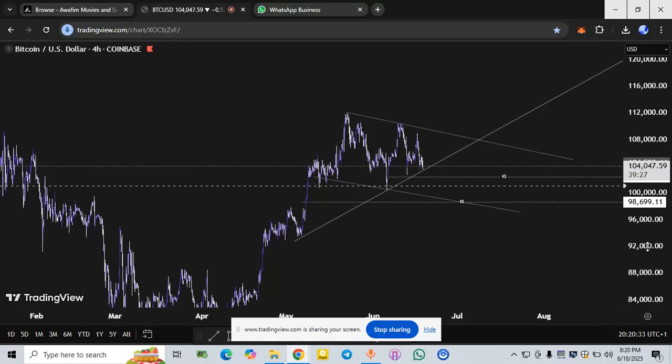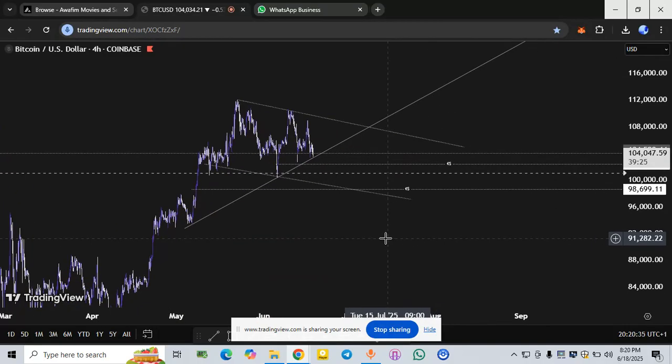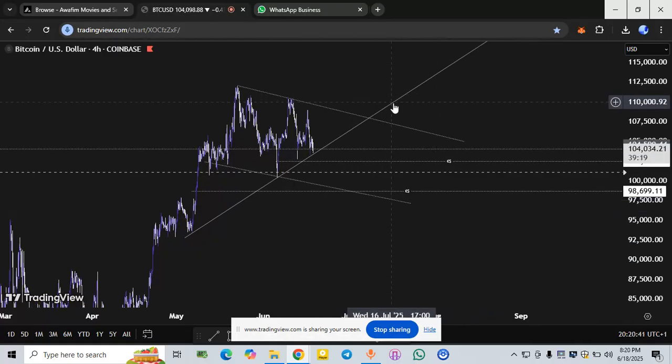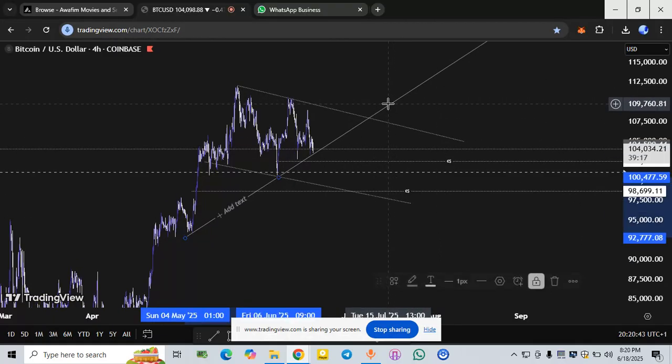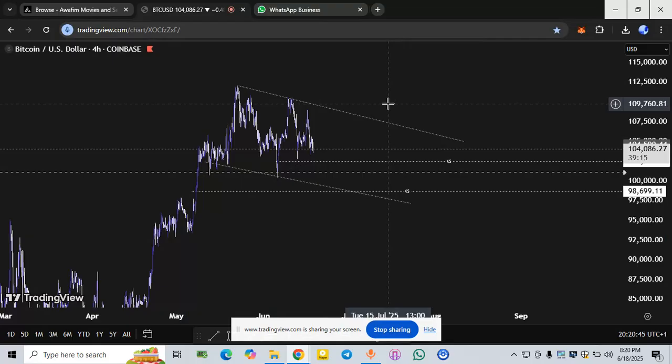Now this is the forward time frame, but before I go down into market structure and the levels we are looking at, I want you to pay attention to something. Let me just remove this trend line, then show you what is actually happening on the larger scale.